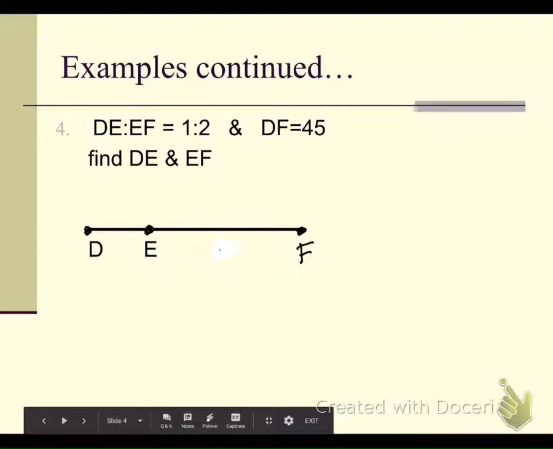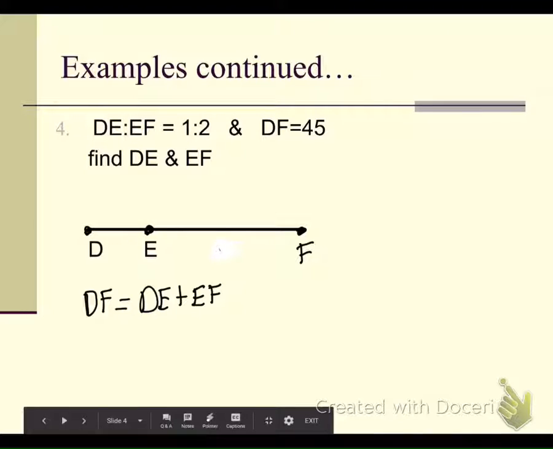So back to last semester, way back then, we learned about the segment addition postulate, and then we know that the total length of a segment is equal to the sum of its parts. So we're going to write that out. So I have DF equals DE plus EF. So we know that the two parts added together will equal my entire whole, right?